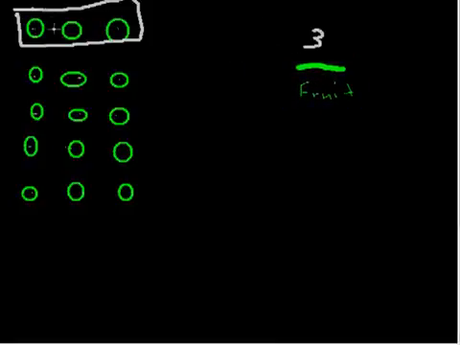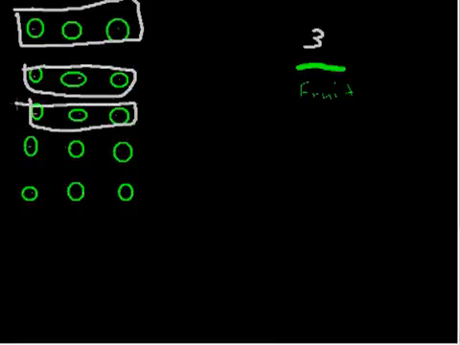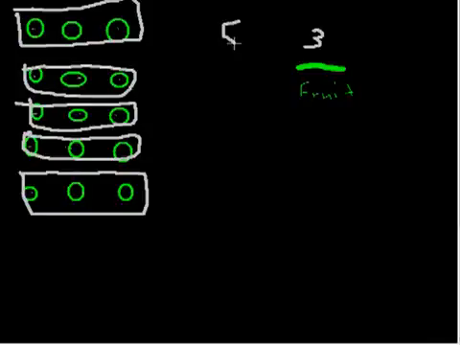But how many rows do I have? Well, I have 1, 2, 3, 4, and 5 rows. And instead of boxes, this time we have rows. And in fact, I'm going to border these in yellow because they're yellow rows.